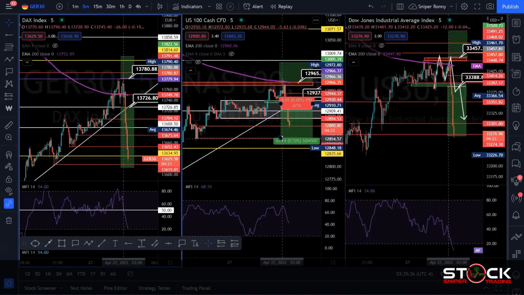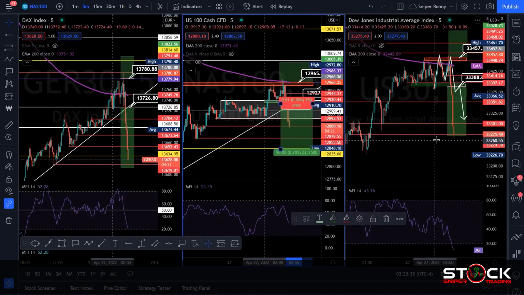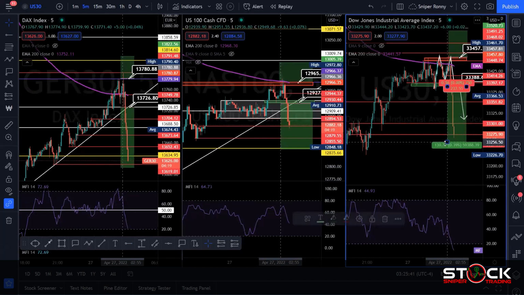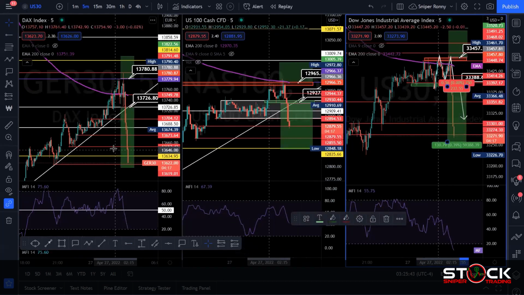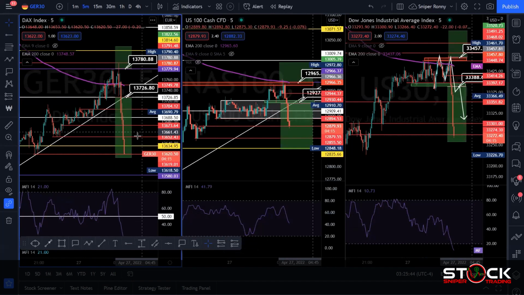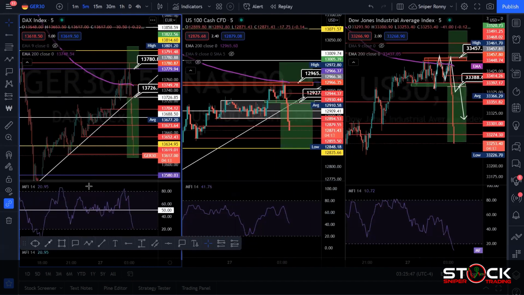Holy, we caught the London drop. We caught it, guys. Very, very nice. DAX is dropping. Look at it coming down exactly where we put our lines. It's coming back. Oh my goodness, guys.